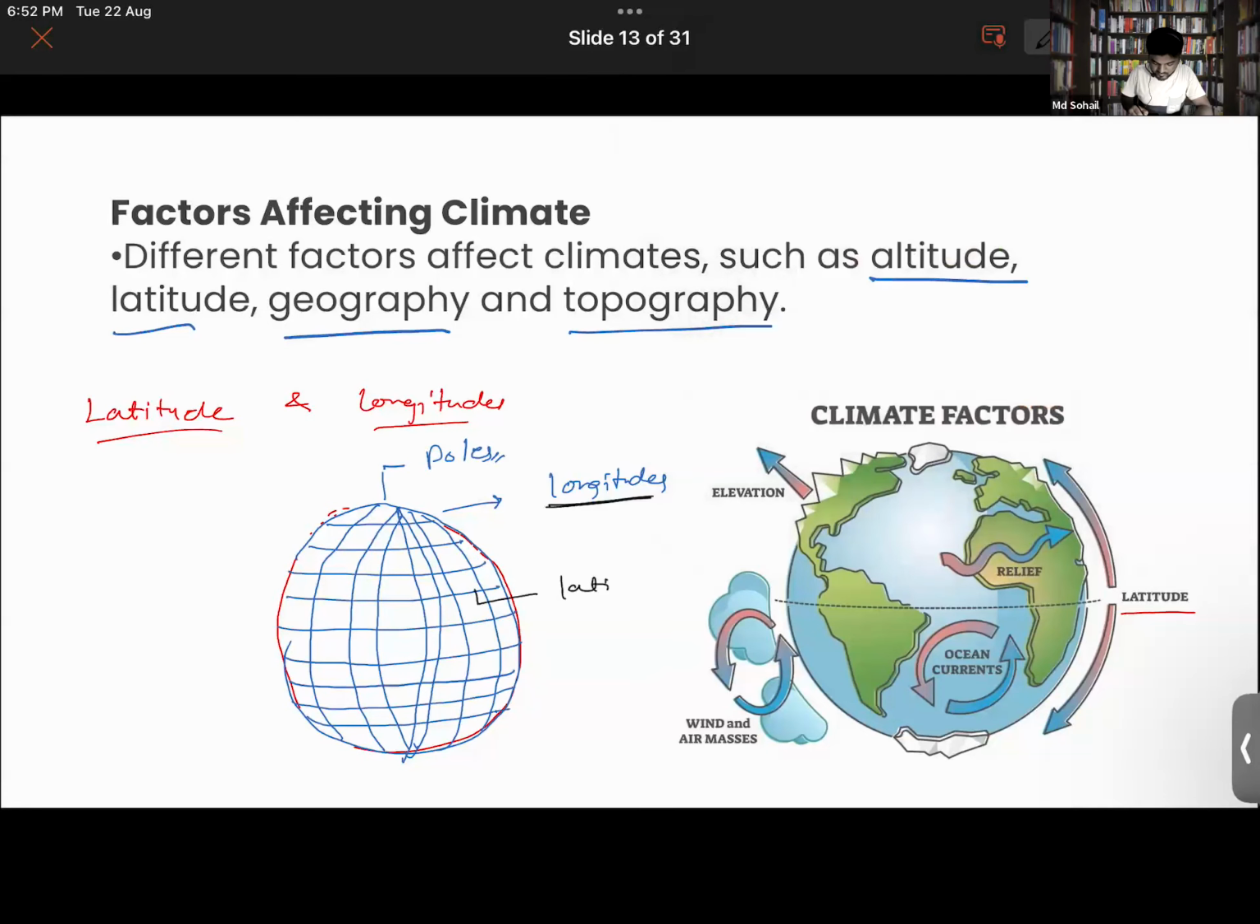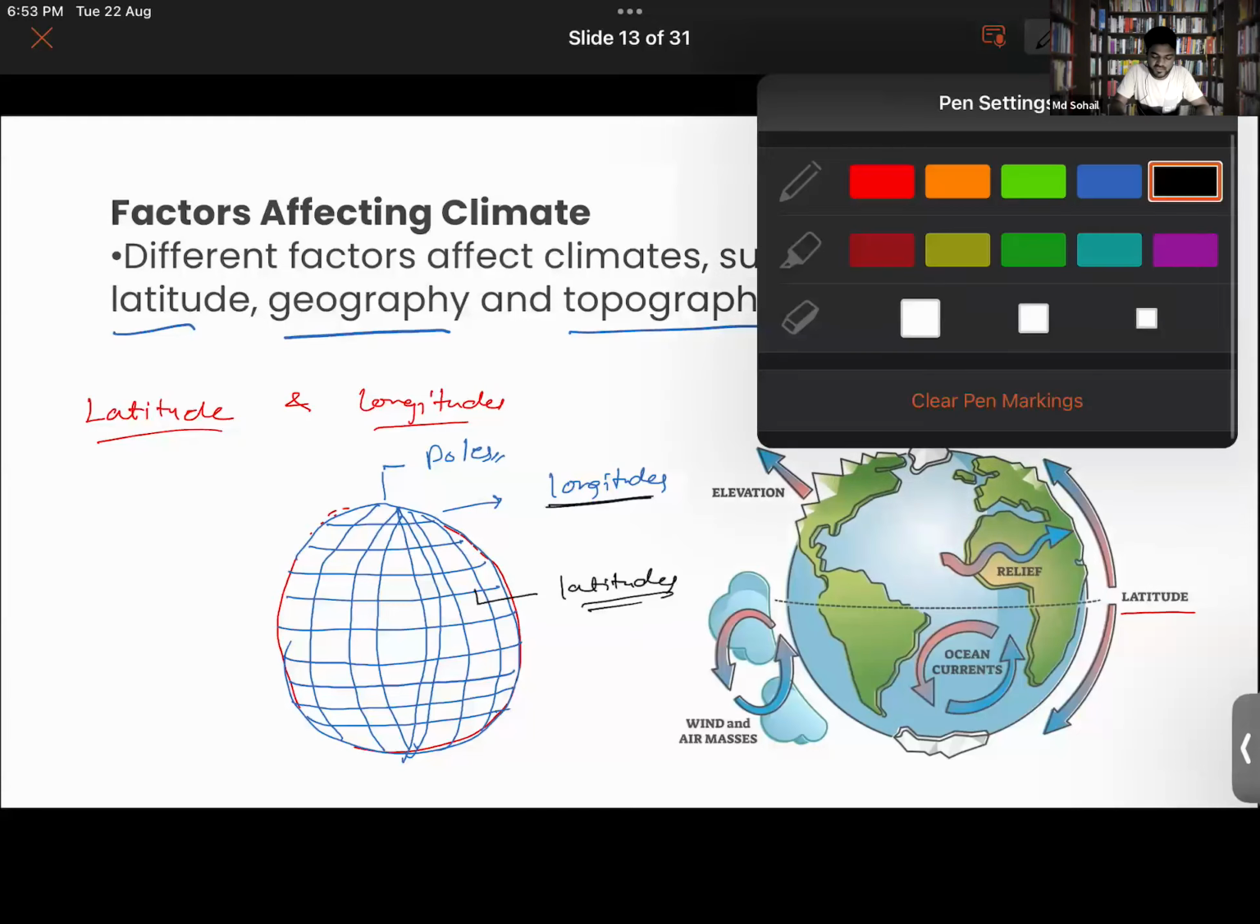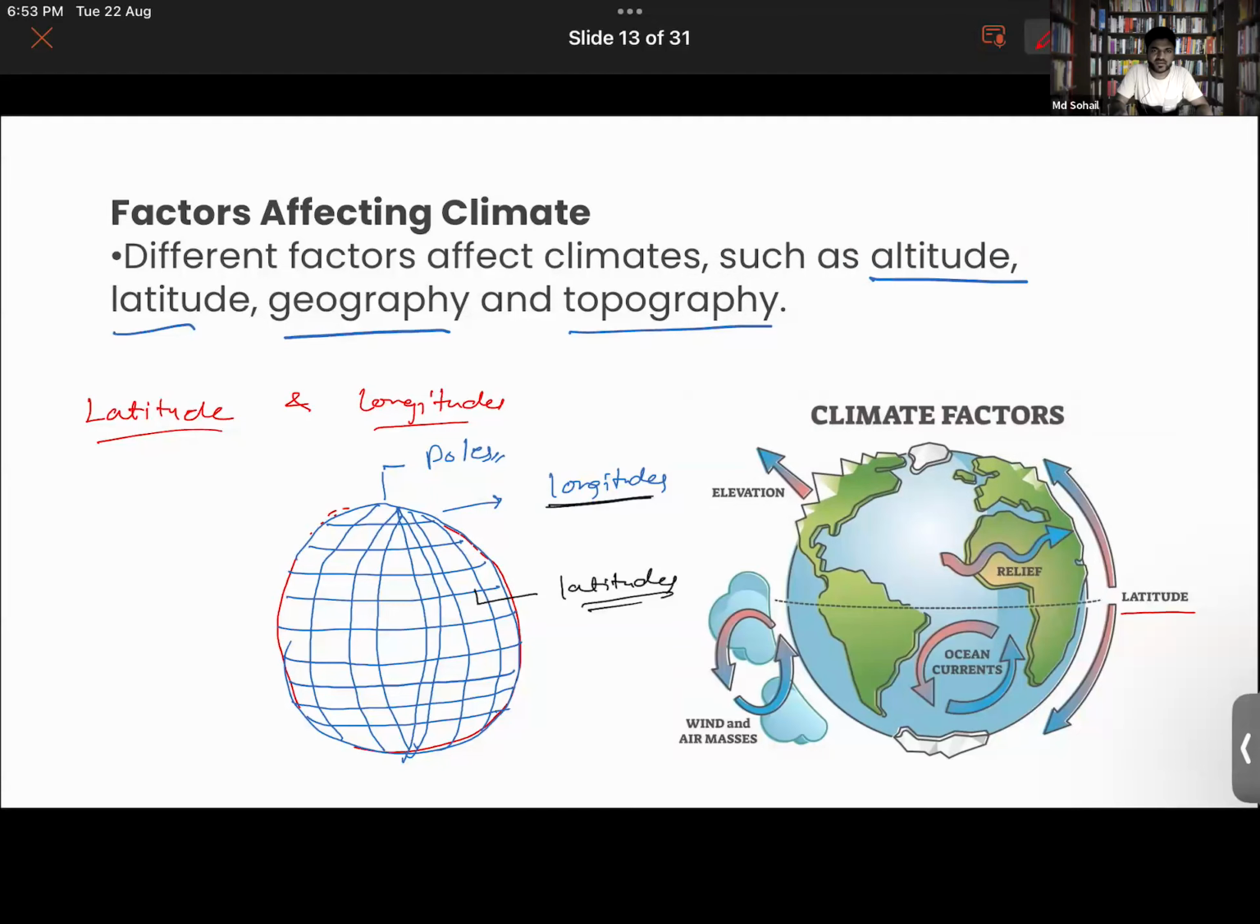Got it. So these are the imaginary horizontal and vertical lines we draw on the earth for convenience in studying the climate, weather, in aviation, in determining the geographical location of each and every place. Each and every place which you see around yourself has a latitude and longitude. For example, your house will also have a definite latitude and longitude.